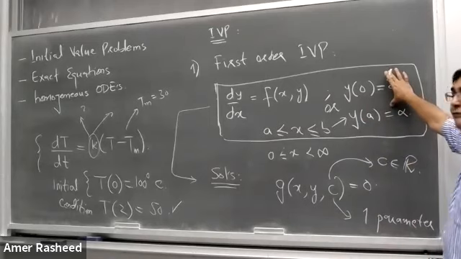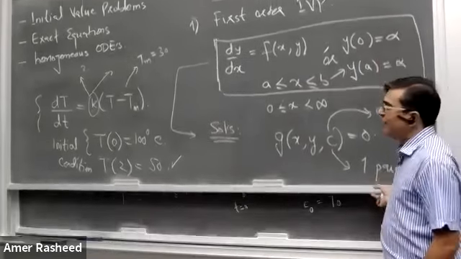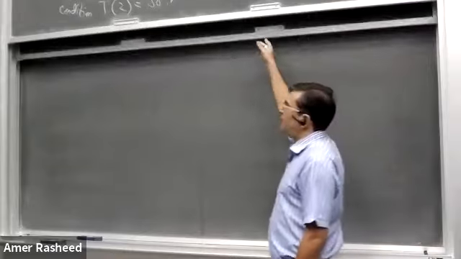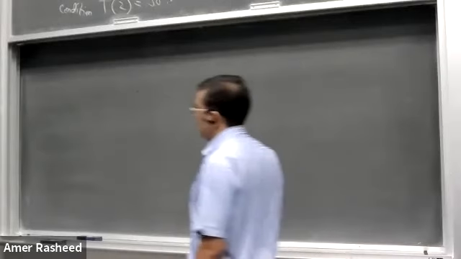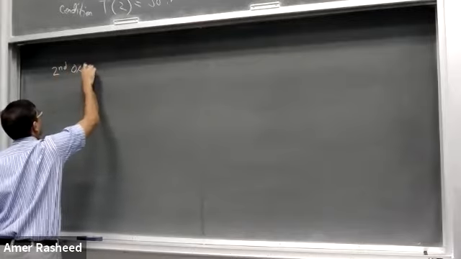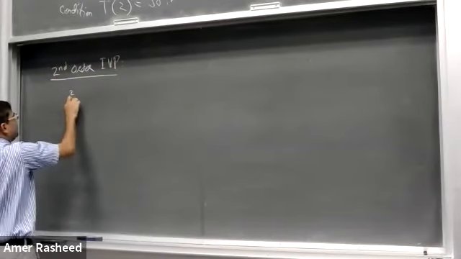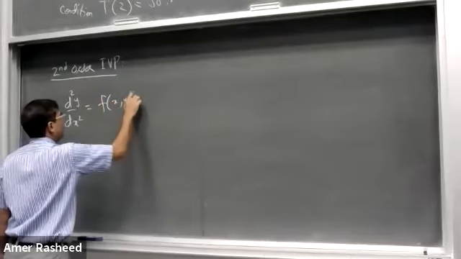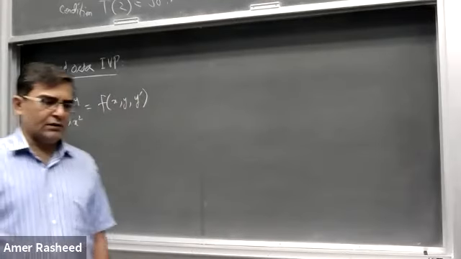Now, this was a first order initial value problem. If we have a second order initial value problem, we'll definitely have two unknown constants, two unknown parameters in the solution of that second order initial value problem. Now, the second order IVP we can usually define as d square y by dx square is f of x, y, and y dash. This is the general form of the second order differential equation.